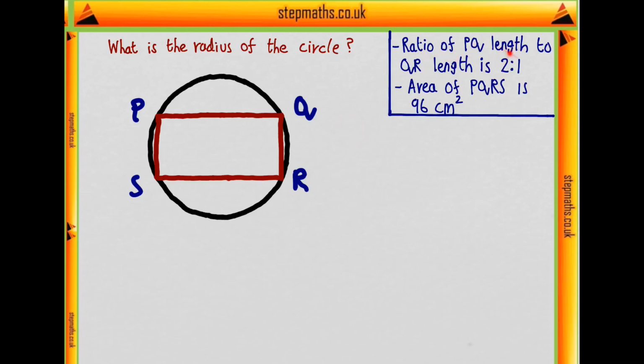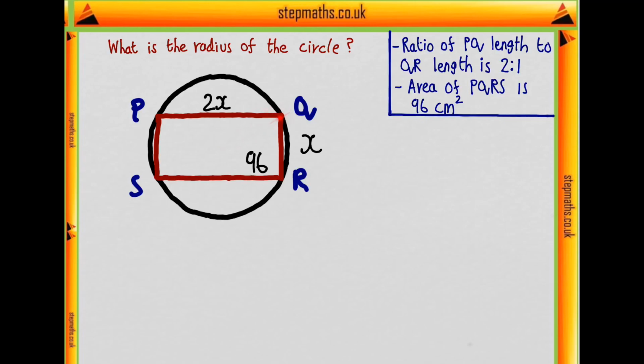So why don't we try and put that on our diagram somehow and see if something comes out? So how do we convey this? The ratio of PQ length to the length of QR is 2:1. So we'll just start off, we'll call this X. So this is 2X, because if we call this X, this would be a half X, and I don't want to deal with a fraction. We also know the area is 96, so we'll put that here. And what we're asked to find is the radius of the circle.